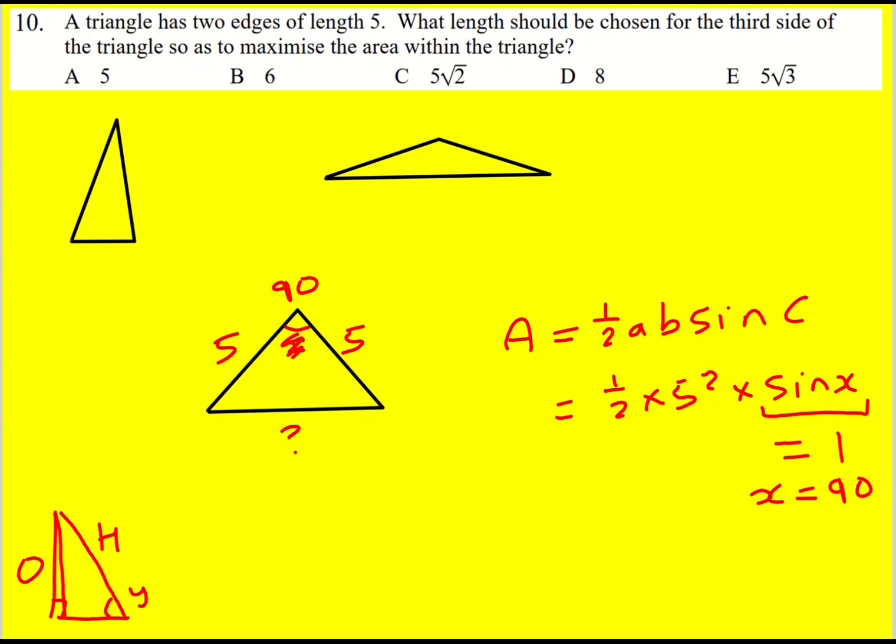But more importantly, we're asked to find the length of the third side, and for that we can use Pythagoras' theorem. 5 squared plus 5 squared, square rooted, which gives us root 50, or 5 root 2.